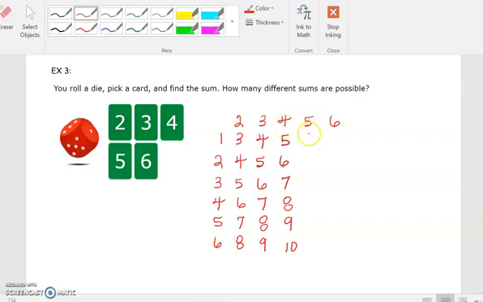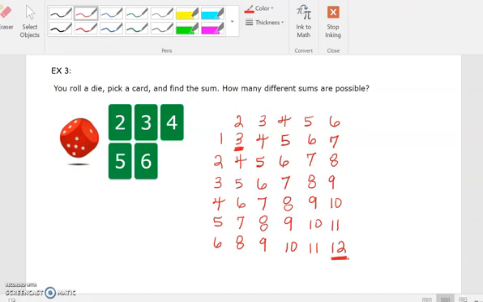So if we choose a 5, our sum is going to be a 6, a 7, an 8, a 9, a 10, or an 11. Lastly, if we choose the card that's a 6, we're going to add that to our roll. So we're going to get a sum of 7, 8, 9, 10, 11, or 12. So when we look at our table, we can see that the lowest sum that we could get is a 3, and the highest sum we could get is a 12. So we could get a sum of any possible numbers between 3 and 12.